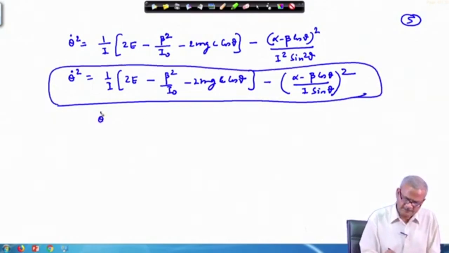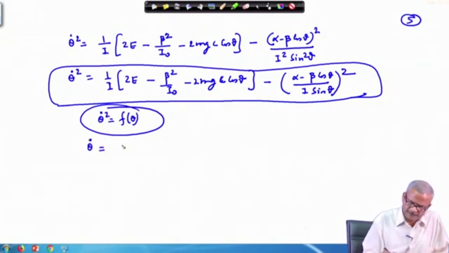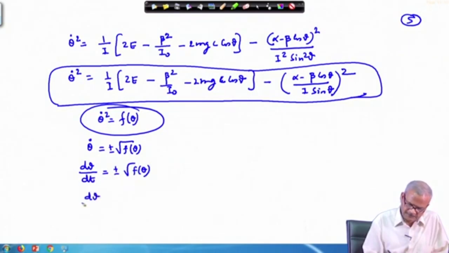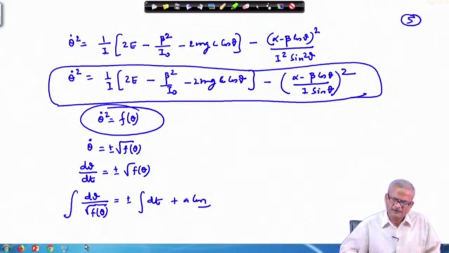Look here, this theta dot square is a function f of theta. So, integrate it and solve it. So, theta dot, or d theta by d t, will be plus or minus under root f theta, plus a constant. This is the normal thing we can write, but this equation is a little more complicated. So, to solve this problem, we need to apply some more tricks.